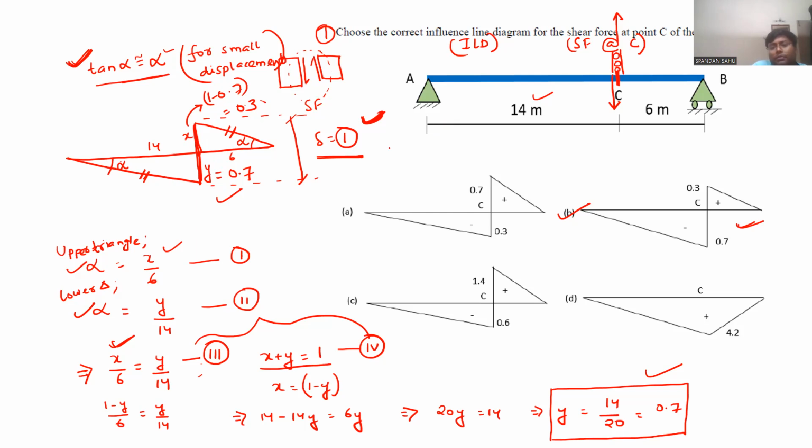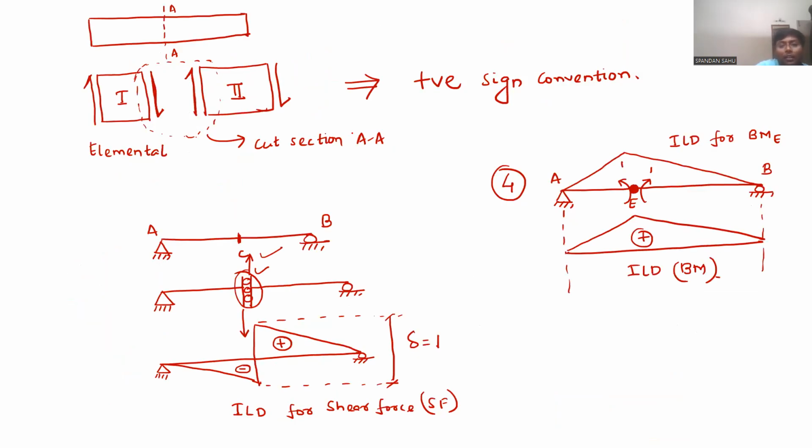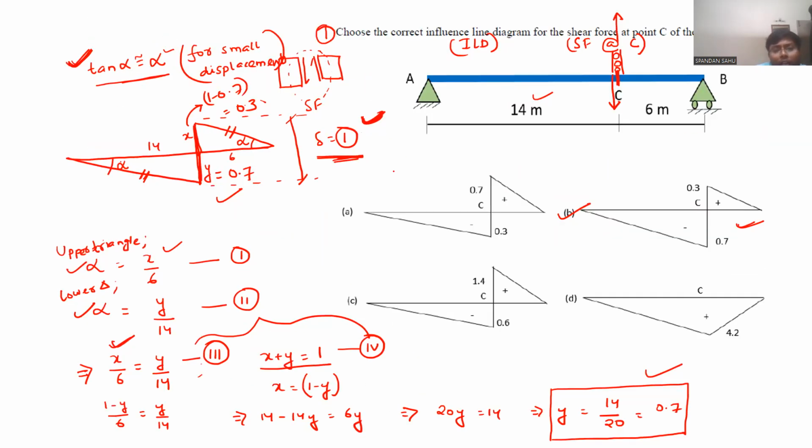Sir, how did we get 1 minus 0.7, sir? How did you get 1 here? Which one are you telling? This one, right? Yes, 1 minus 0.7. How did we get this value? Yes, we are giving it a unit displacement, right?